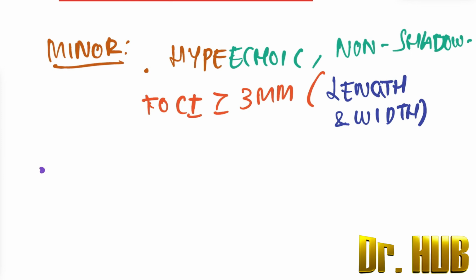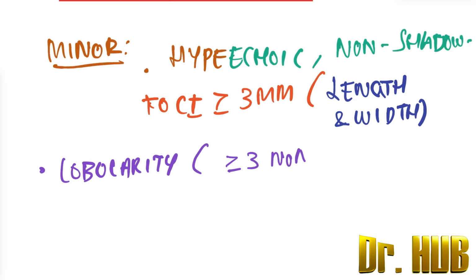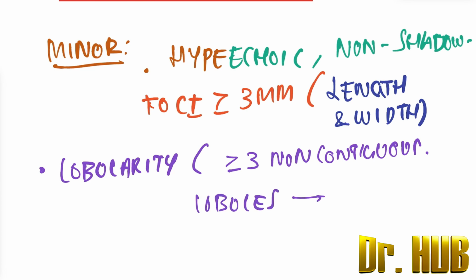Next, it also includes lobularity. There is presence of lobularity, and this includes 3 or more non-contiguous lobules, and this is present in the body or the tail.